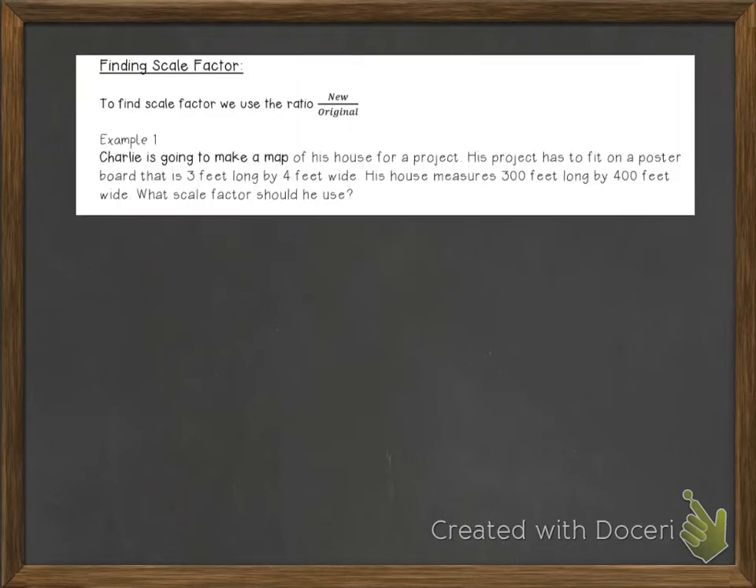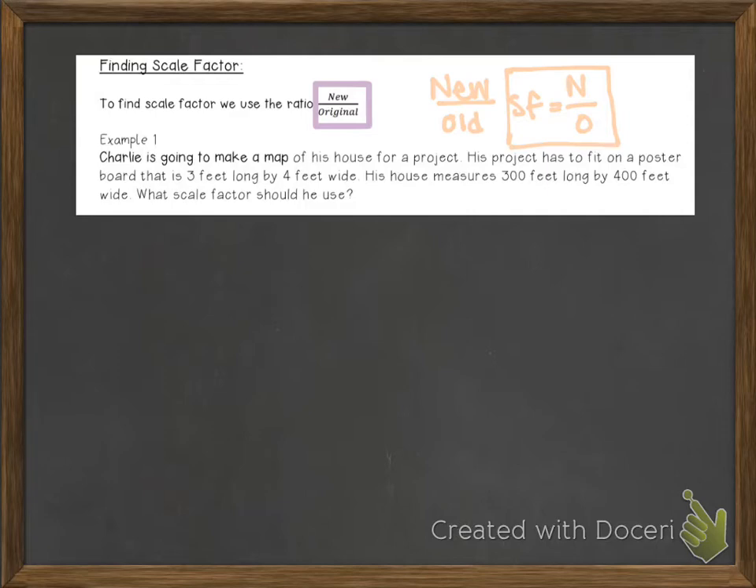Finding scale factor is a ratio of new over original, or new over old. So we sometimes abbreviate this as scale factor equals N over O. So example 1 is that Charlie's going to make a map of his house for a project.